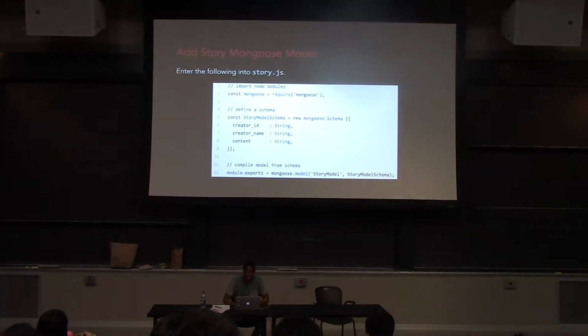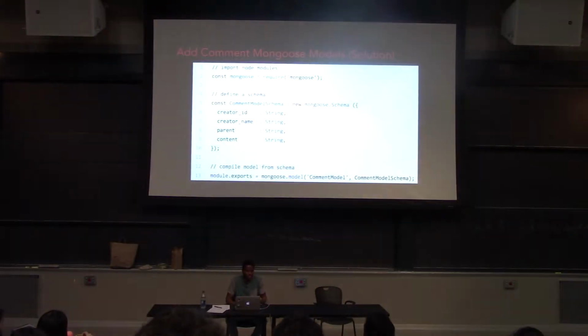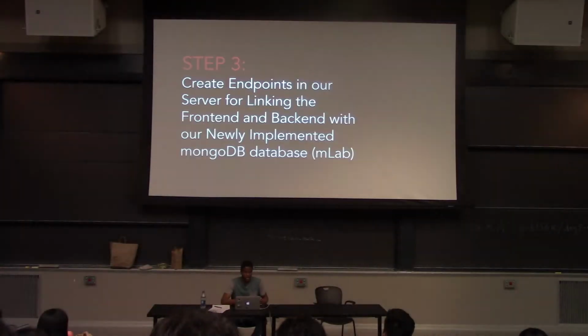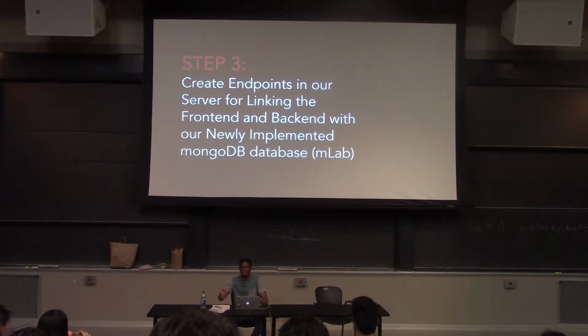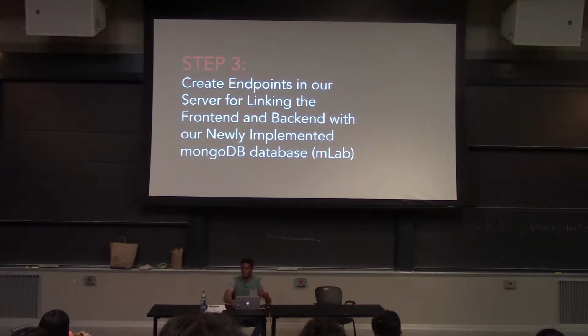By this point, in our models directory, we just created the comments.js and the story.js, which is what it's supposed to look like, and that's what we asked it to implement. And so now we want to create endpoints in our database that allow the users from the front end to query data in our database. All right?